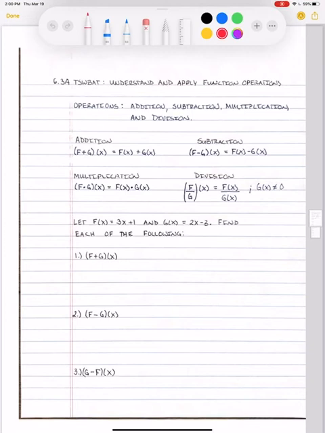All right, so today we are looking at function operations, so how to add, subtract, multiply, and divide two functions. It gives you a brief description of each. Addition is (f + g)(x), which equals f(x) + g(x). Same thing with subtraction, multiplication, division.